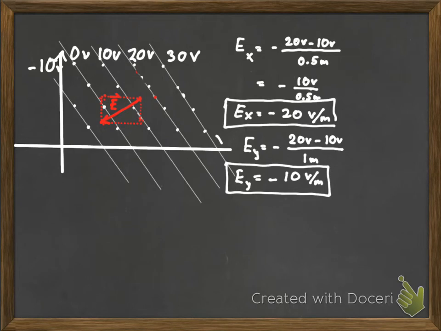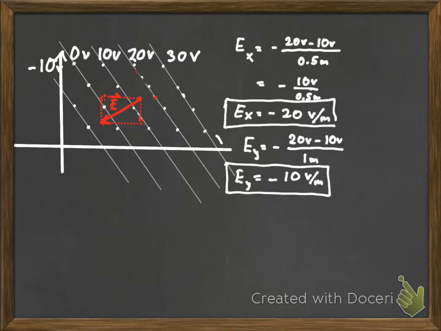So the electric field vector, evaluated at the point of interest, has an x component that is negative 20, so it points to the left, and it is 20 volts per meter in magnitude, and the y component is negative, which means that it points downwards, and in magnitude is 10 volts per meter. So our vector points to the left and down.